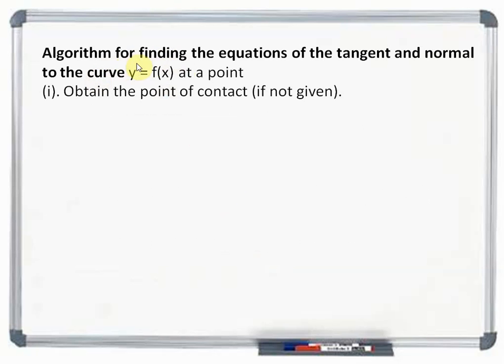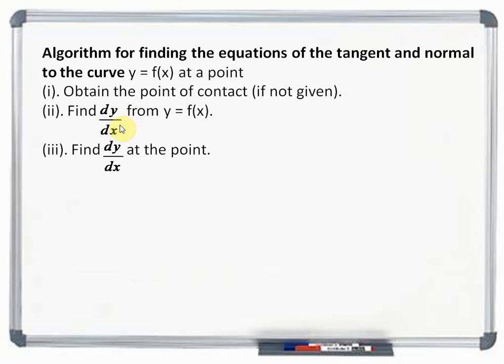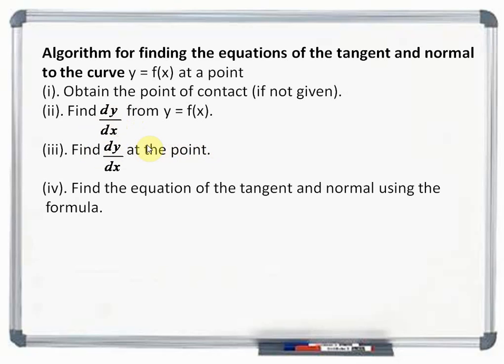Now the algorithm to find the equation of the tangent and normal to the curve y equal to f(x) at a point. First of all, obtain the point of contact. This is an important point. First we find the point of contact if it is not given, and after that we calculate the derivative of the given curve, dy over dx, and third, we put the coordinates of the point in dy over dx. In this way we get the slope of the tangent, and now find the equation of tangent and normal using the formulas.